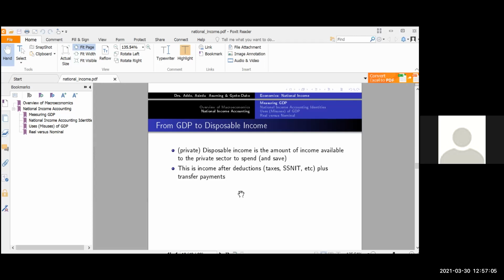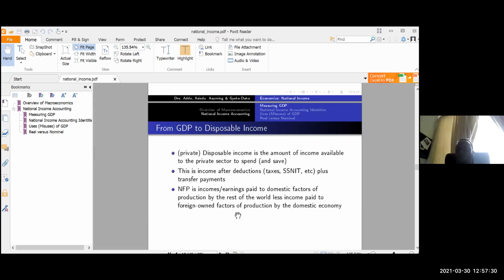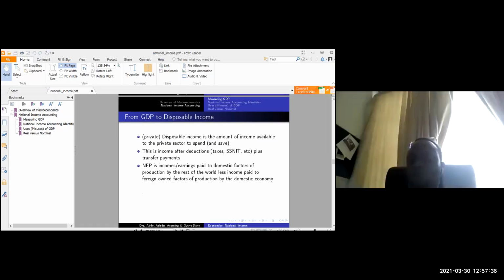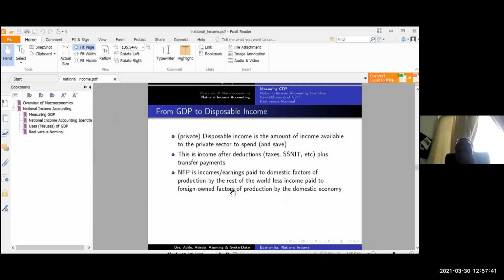So from GDP to disposable income, all the income that we have, the output, the production of final goods and services, it's not all that we are going to spend and not all that we are going to save. Some will go into taxes. So tax revenues are important. The net factor payments, as we said, is income paid to domestic factors of production by the rest of the world, less income paid to foreign-owned factors of production. So that is the gap here.